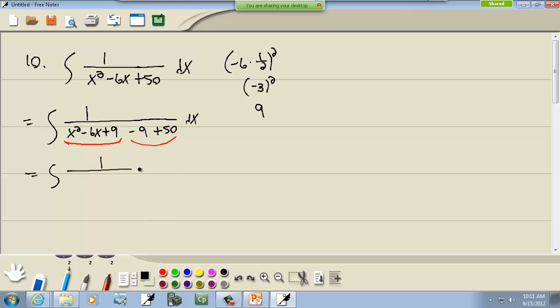Well, this first part factors as x minus 3 squared. Again, the trick on it is whatever number's right here, sign included, is always what goes right there. Not that it was that hard to factor it anyway, but negative 9 plus 50 is 41 dx. Excuse me. Put 41 first. We get x minus 3 squared.